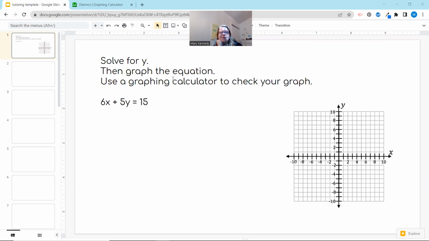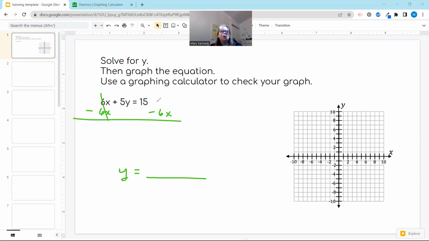All right, let's take a look at this one. We're going to solve for y first. So that is step one. And then our goal is for it to say y equals, and everything else is over here on the right side. So first thing I want to do is move the 6x. So I'm going to subtract 6x from both sides.